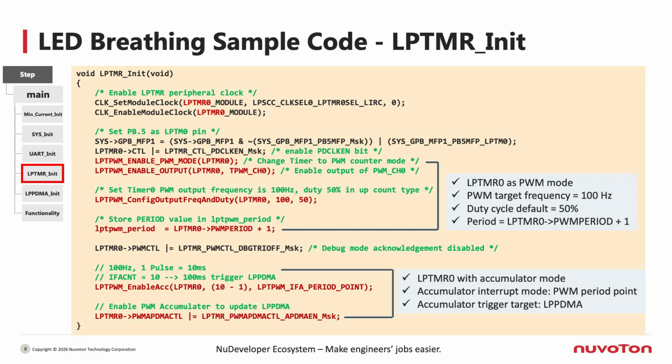Next, we configure the timer's output pin and enable the PWM function. At this stage, we also set the PWM frequency and duty cycle. After that, we store the PWM period value. This will be used later to calculate the changing duty cycle for the breathing LED effect. Finally, we set up the timer's accumulator function, including the number of accumulations and using the period as the counter. Once everything is configured, we enable the accumulator, completing the setup process.